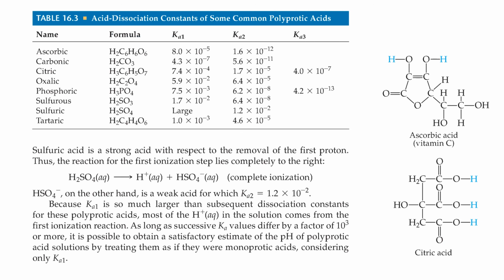Sulfuric acid is a strong acid with respect to the removal of the first proton. Thus, the reaction for the first ionization step lies completely to the right. Bisulfate, on the other hand, is a weak acid for which Ka2 is 1.2 times 10 to the negative 2. Because Ka1 is much larger than the subsequent dissociation constants for polyprotic acids, most of the proton in the solution comes from the first ionization reaction. As long as successive Ka values differ by a factor of 10 to the 3 or more, it's possible to obtain a satisfactory estimate of the pH of polyprotic acid solutions by treating them as if they were monoprotic acids, considering only Ka1.